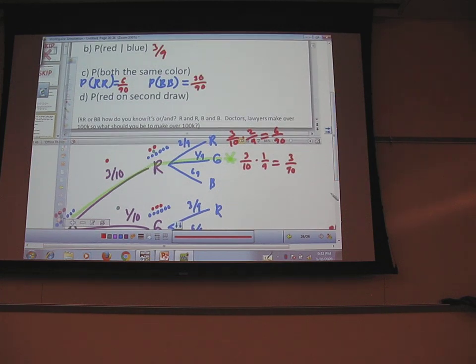So if I draw two marbles, can they be red then red, and also be blue and blue at the same time? No. So how can I draw two of the same color? Red, red, or blue, blue, so we would add those. And you guys would end up getting 36 out of 90 as your final answer. Good? Yes? Okay.